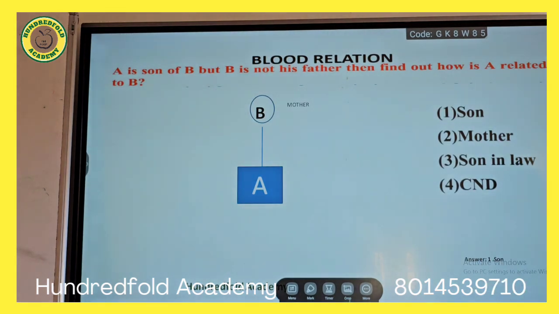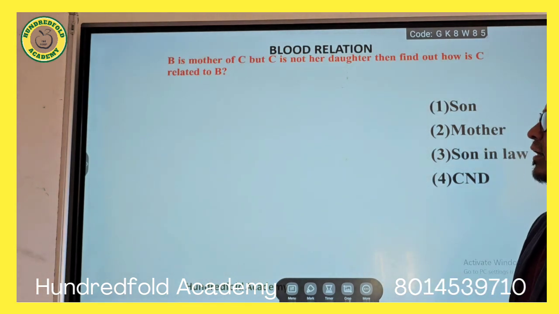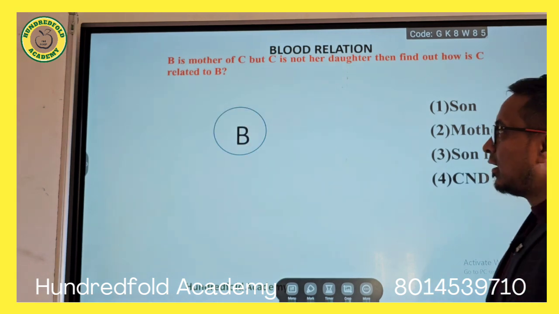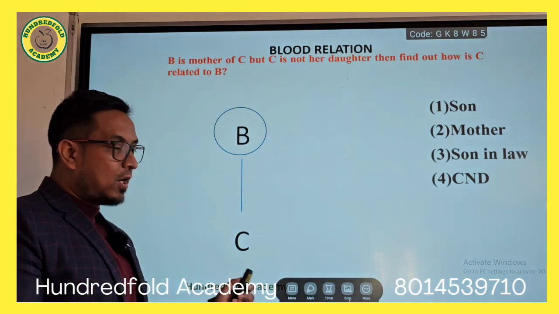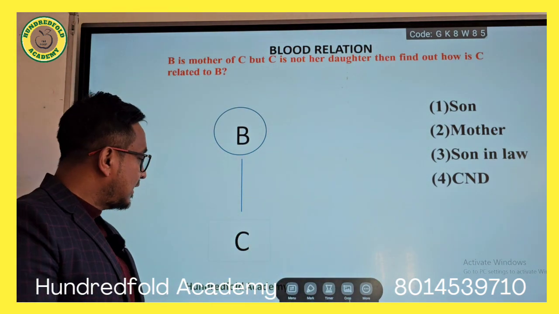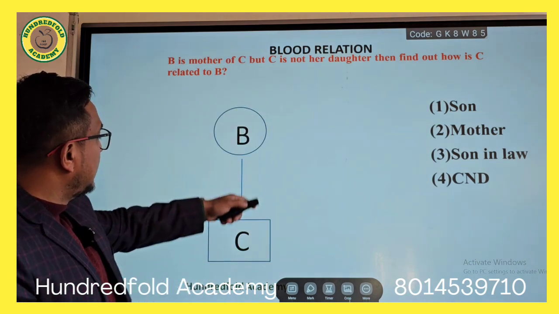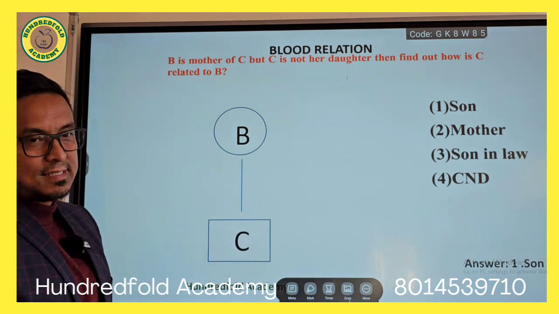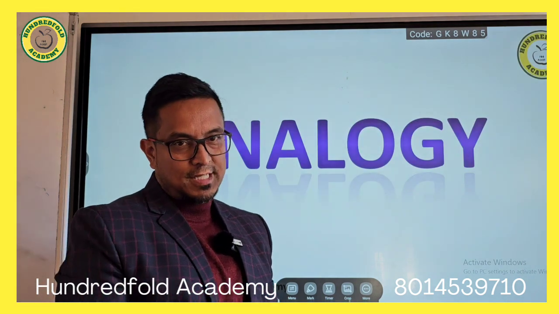So the answer would be son. So this is how you solve blood relation. Same way here, B is the mother of C, but C is not her daughter. So encircle, right? If she's not the daughter, then he has to be son. So now how is C related to B? Again, the answer is son. So this is how you approach blood relation.